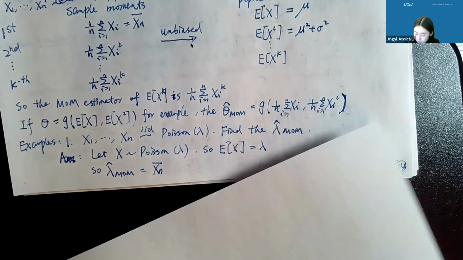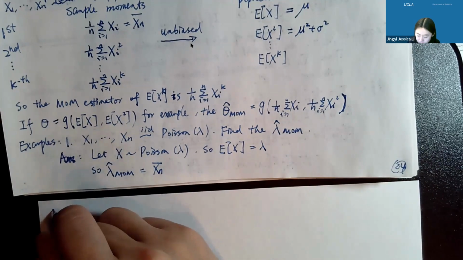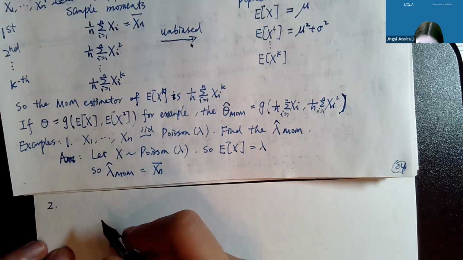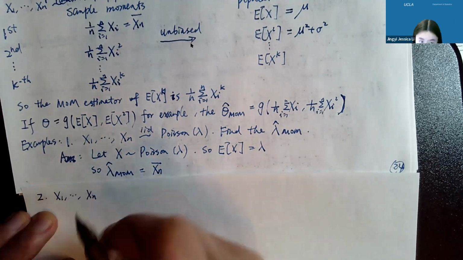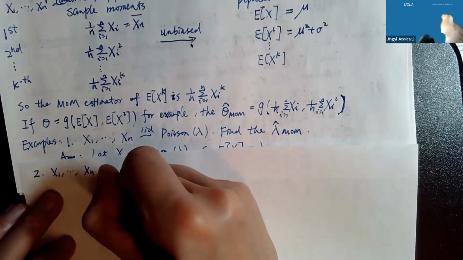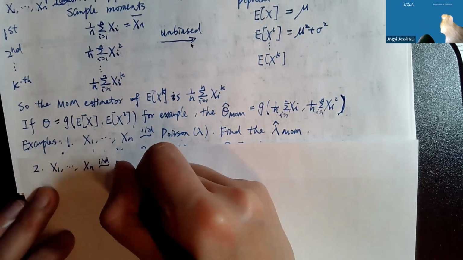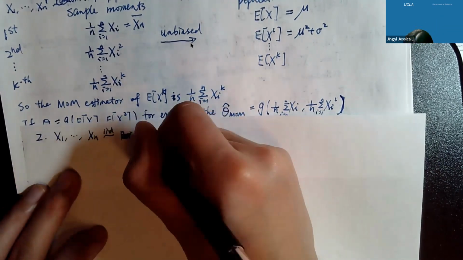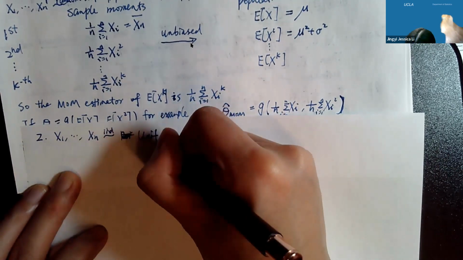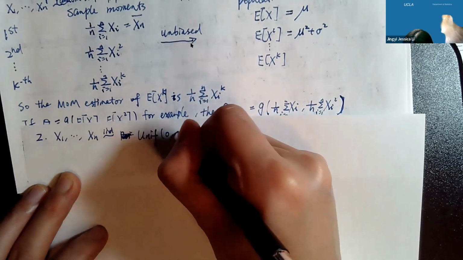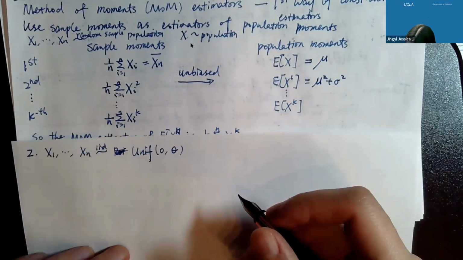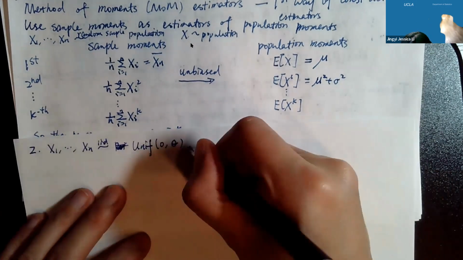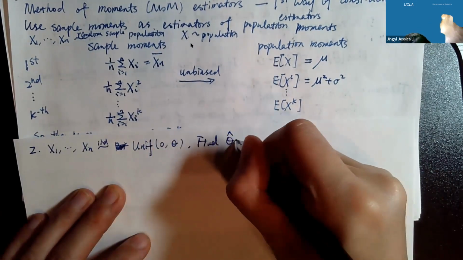Now let's move on to example 2. In example 2, let's say we have X1 to Xm, which are IID, uniformly distributed on the interval 0 to theta. With this setup, the parameter of interest is theta. The question is to find theta hat MOM.